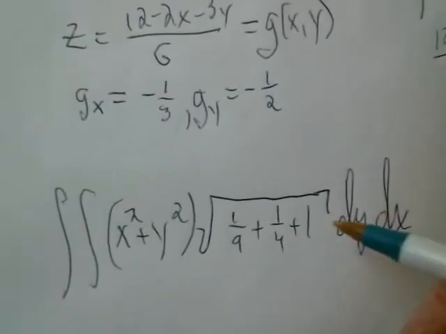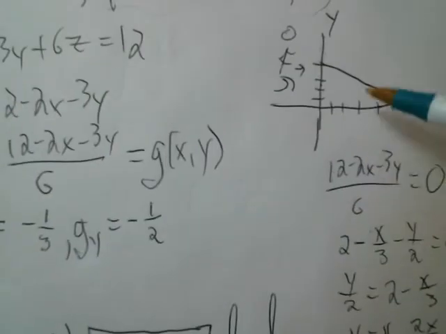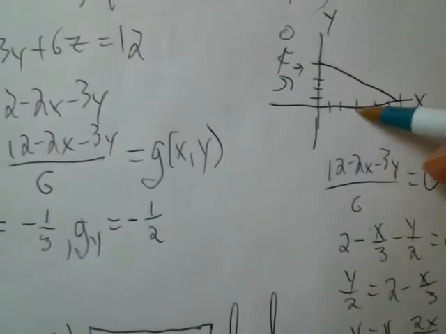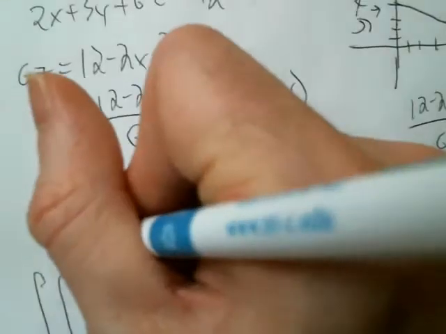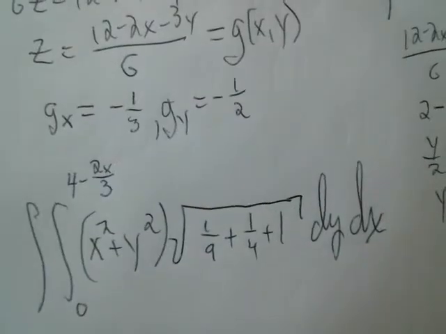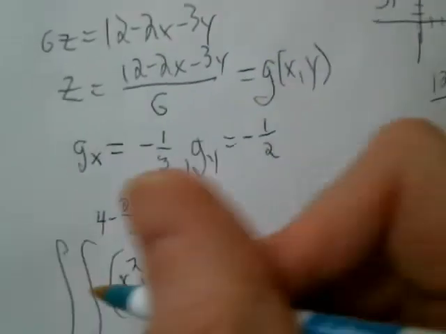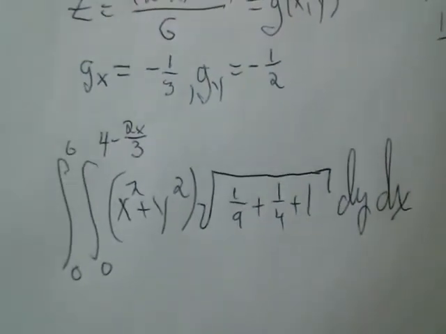So my integral is going from where to where? Curve to curve. So y equals 0 to y equals 4 minus 2x over 3. And then x is going from 0 to 6. And then the rest I'll just leave to you. You should be able to integrate that.